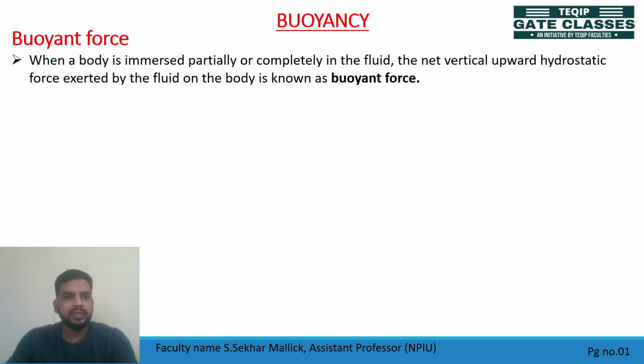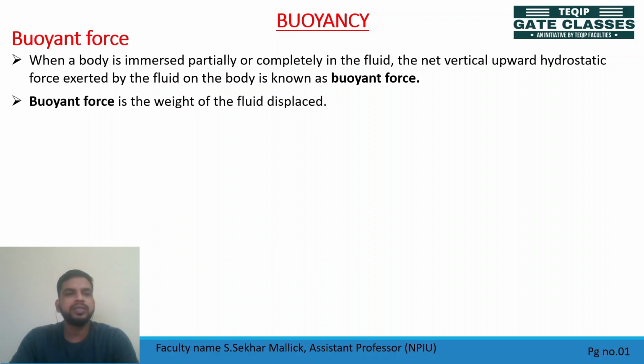When a body is immersed partially or completely in the fluid, the net vertical upward hydrostatic force exerted by the fluid on the body is known as buoyant force. Okay, so the upward hydrostatic force is your buoyant force, and this buoyant force is equal to the weight of fluid displaced. We will see whether this statement is correct or not. Buoyant force is the weight of fluid displaced. First thing is, buoyant force is the net vertical upward hydrostatic force.